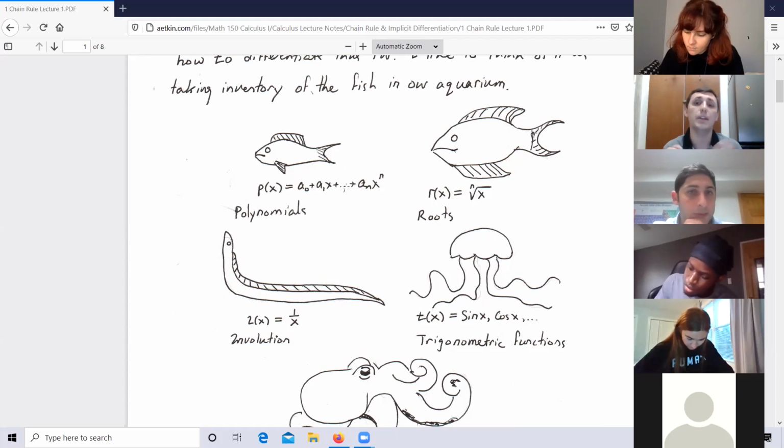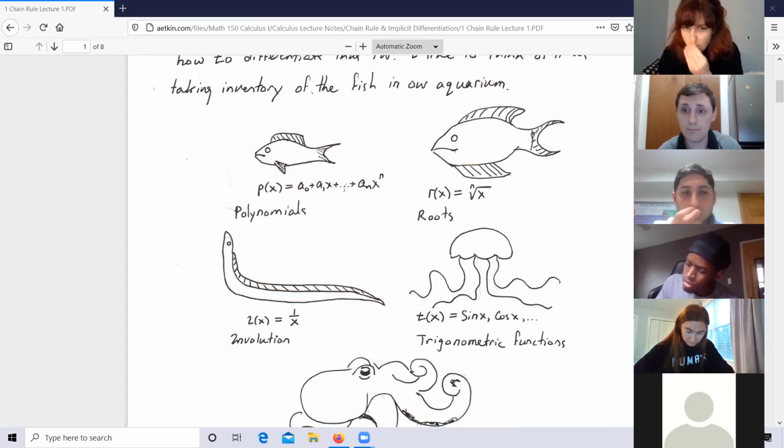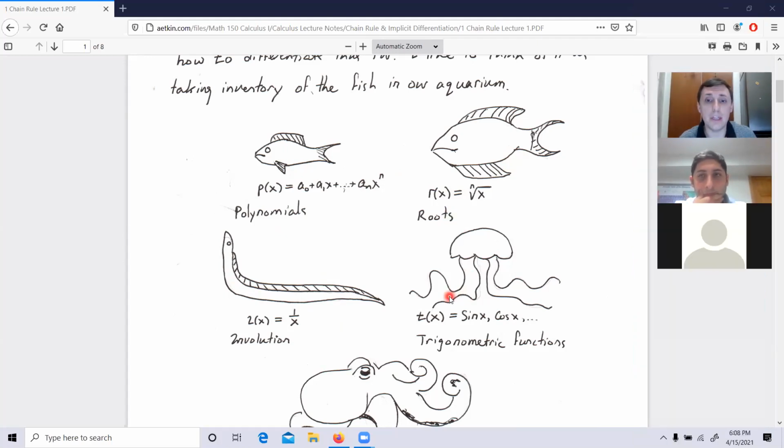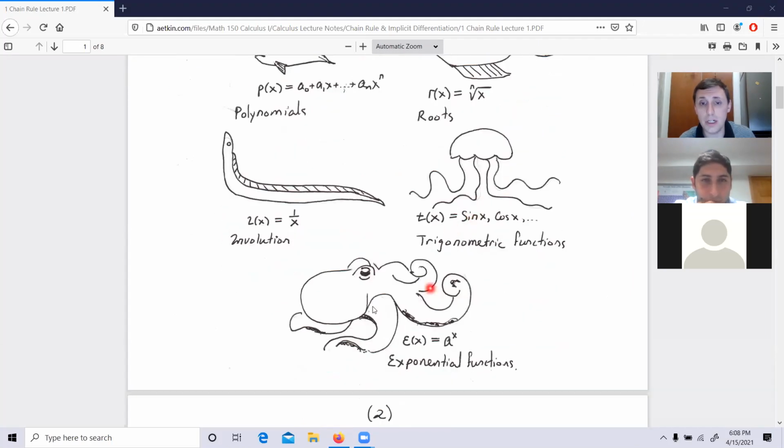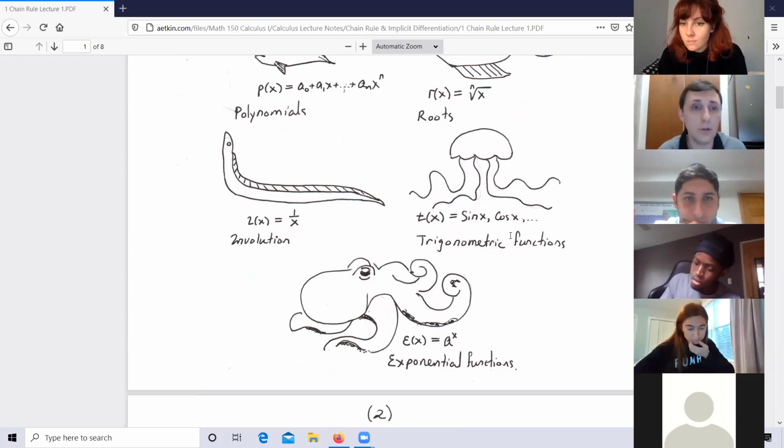You see, by feeding the eel into the polynomials and the polynomials to the eel, you can create all rational functions. Remember why? Because a rational function requires only one division. So then we have the trigonometry fishes, which are the jellyfish here, and of course the exponential functions. Those are the only functions that we know, and those are the only functions we are able to differentiate at this very moment.